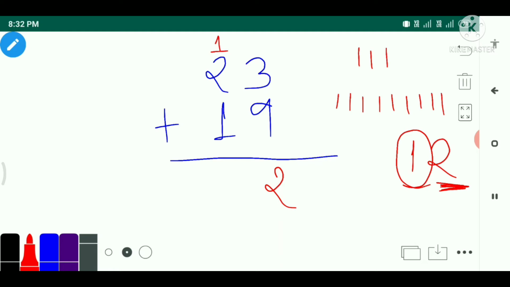Now in tens place 3 numbers are there: 1, 2 and 1. So first of all we'll add these two. 1 plus 2, it will be how much? 3. 3 plus 1, 4. So our number will be what? 42. Okay, so I hope you have understood how we can regroup the numbers while adding.